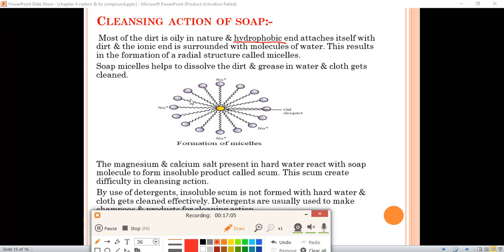What happens again when it forms the micelle? When we rinse the cloth, what will happen? This micelle will take the dirt along with itself, and the clothes will get cleaned.